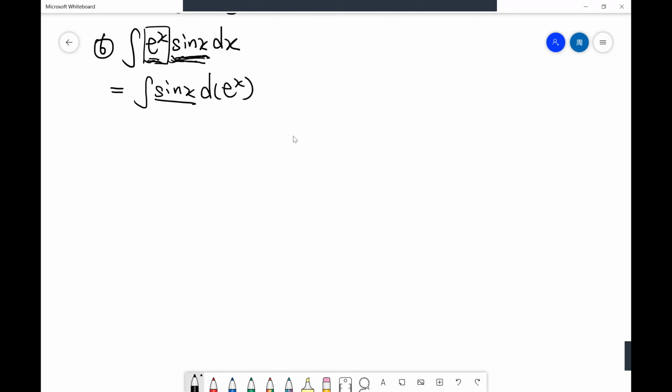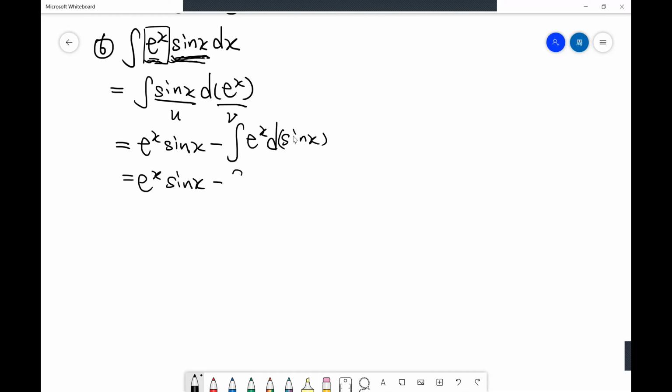And we know it is u and it is v here, right? So we use the integration by parts. That means u times v, so e^x times sin x, right? And minus here, we change the places of u and v. So here that is d sin x here. And that equals e^x sin x minus the integral of e^x cosine x dx, right?